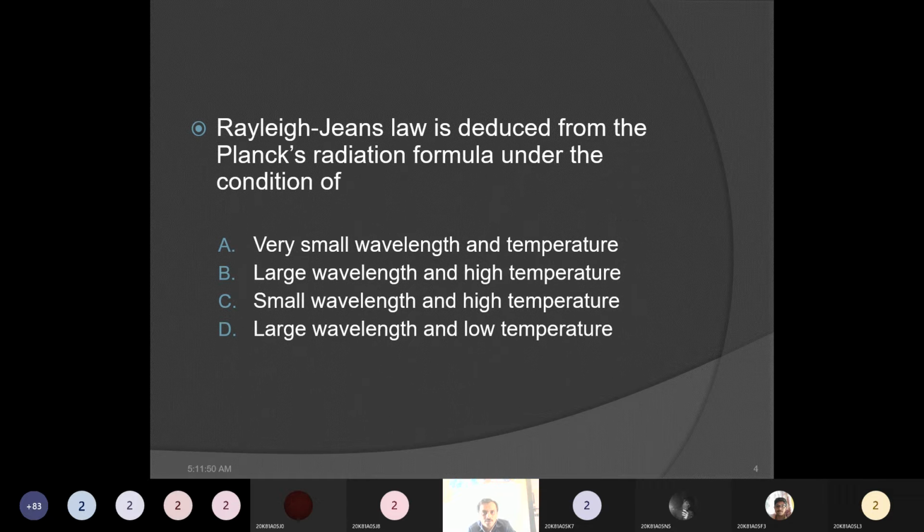Now, the Rayleigh-Jeans law is deduced from Planck's radiation formula under the condition of what? The condition is large wavelengths and high temperatures. So the answer here will be B.